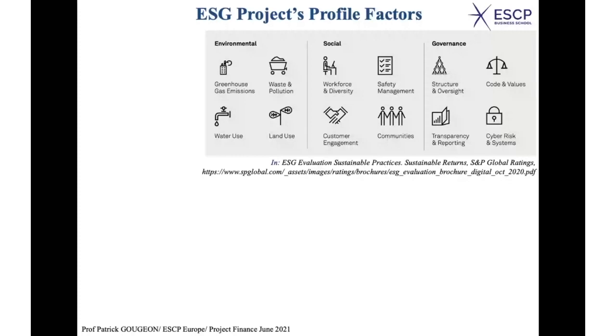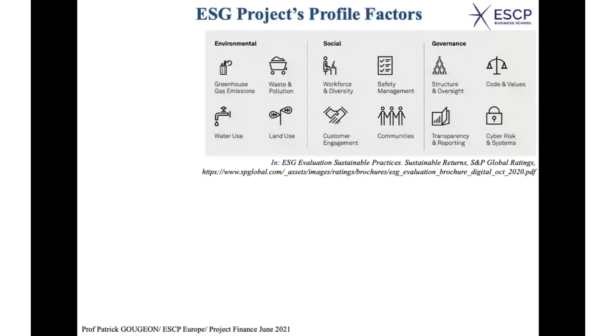What about CO2 emission? What about the generation of waste and how it can be treated? What about the consumption of water? You know that water is a key problem for the future. What about land use? If you want to maintain biodiversity, if you want to make sure that there is enough land available to feed the planet, these are the main elements considered for a project to assess its environmental impact.